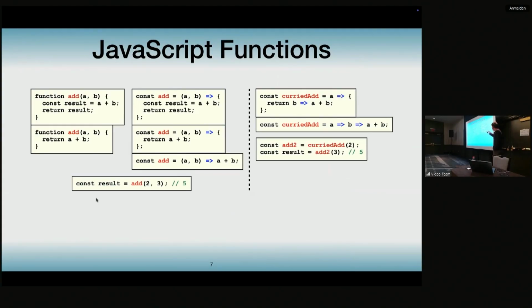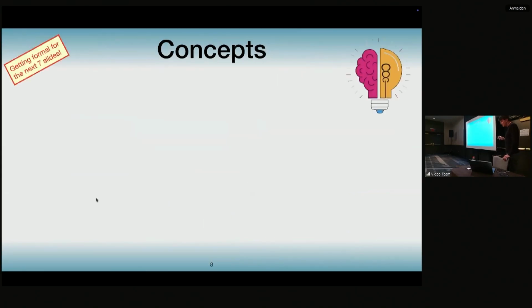I could call curried add and pass it 2, and I get back a new function that always just adds 2 to one other number, and then I could use it like that. But of course, I don't need this intermediate name add 2. I could just do this. I call curried add and I pass it 2, which returns a function, and then I pass 3 into that, and I get the same result. Okay, so now we're all on the same page of how the JavaScript syntax works for defining functions.